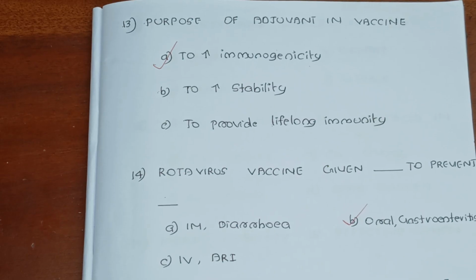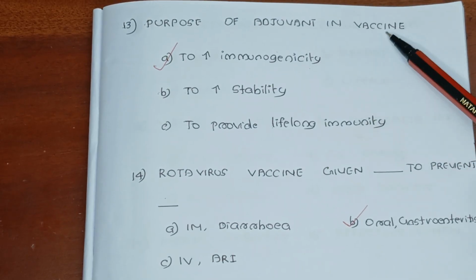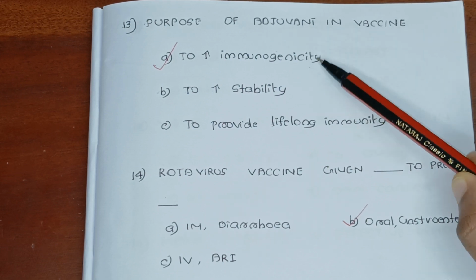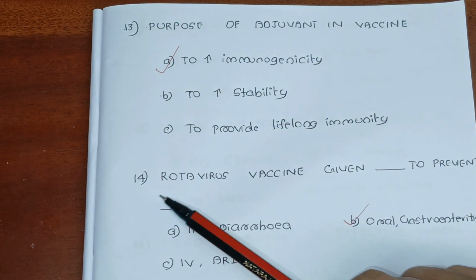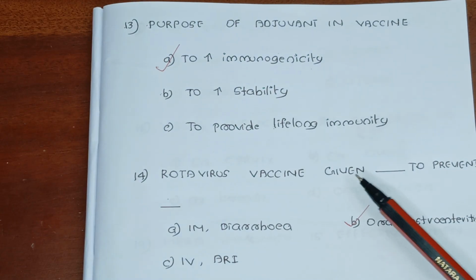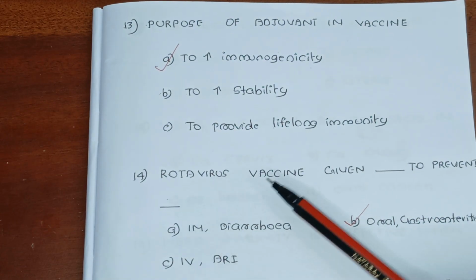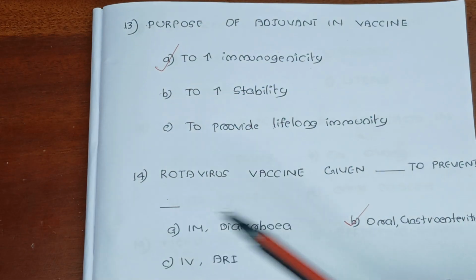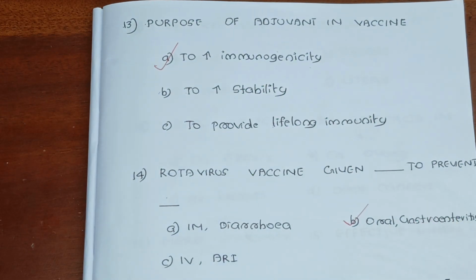13th question, purpose of adjuvant in vaccine is to increase immunogenicity. Adjuvant is given to increase immunogenicity. 14th question, rotavirus vaccine is given dash to prevent dash. Rotavirus vaccine is given orally to prevent gastroenteritis. Correct option is B.